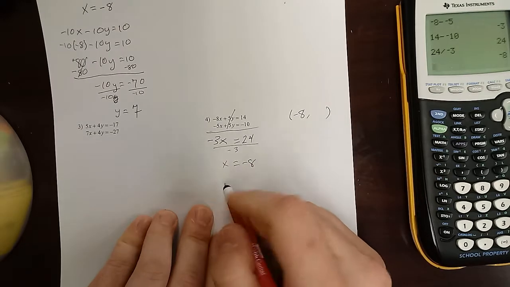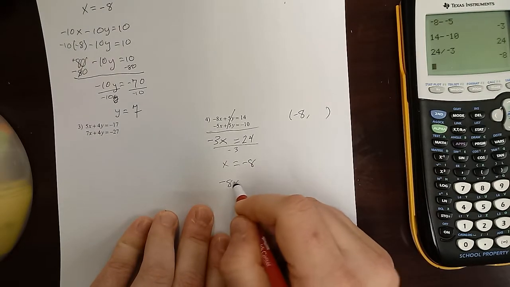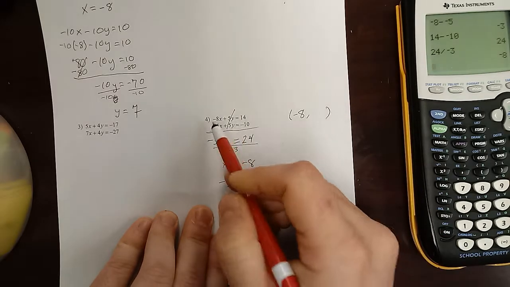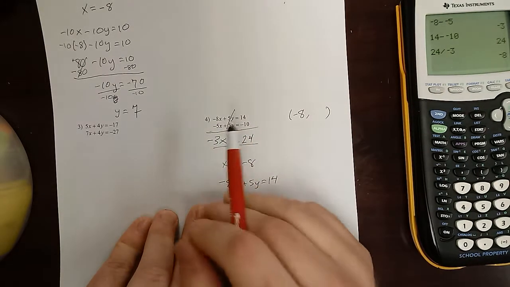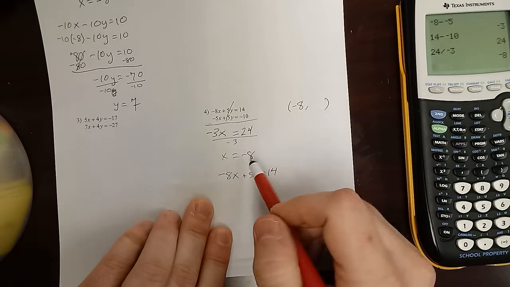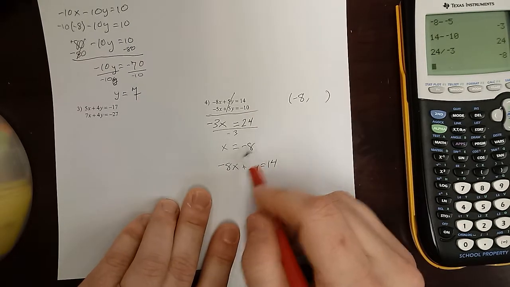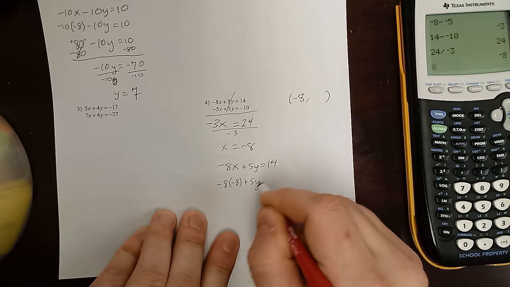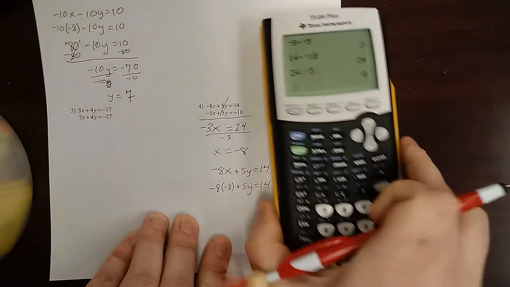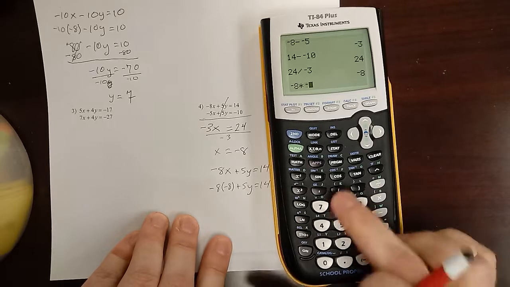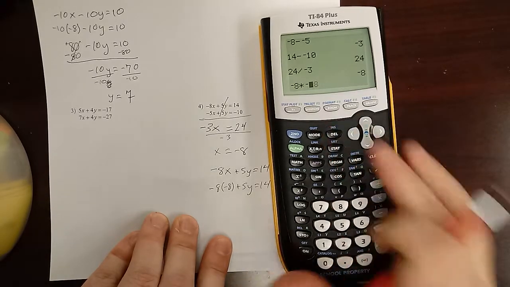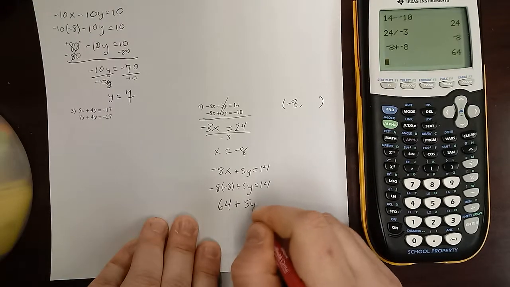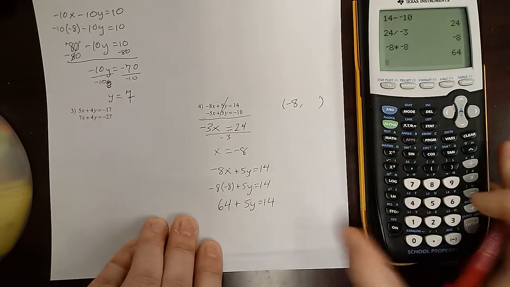Okay, so let's see, negative 8x plus 5y equals 14. You might notice that I'm just plugging it into the first equation every time. You might want to do that. Just always plug it into the first equation. It'll always work. So I'll plug the negative 8 in. I get negative 8 times negative 8 plus 5y is equal to 14. Let's see, negative 8 times negative 8. I got positive 64 plus 5y is equal to 14.